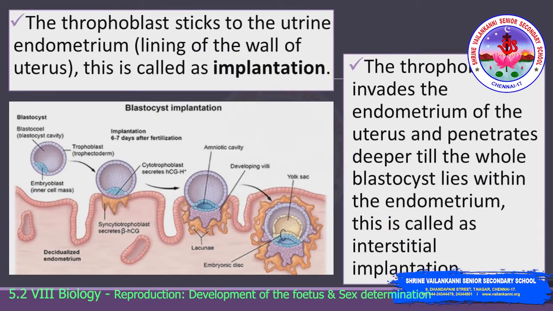The trophoblast sticks to the uterine endometrium, which is the lining of the wall of the uterus. So this process is called implantation. The trophoblast invades the endometrium of the uterus and penetrates deeper till the whole blastocyst lies within the endometrium, as you can see in this picture. So this process is called interstitial implantation.